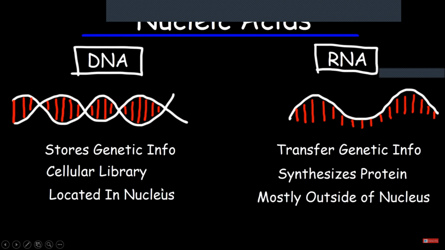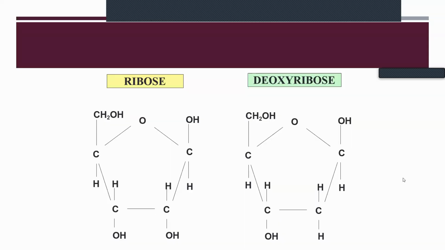Okay, so the DNA, the main function will be to carry the genetic information from one generation to the other. For RNA, the main function will be synthesis of proteins. Okay, and we will see this in detail in the next lecture. We'll go through the whole process. Right now we are just going through the basics of DNA and RNA.